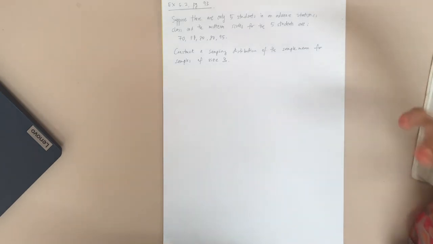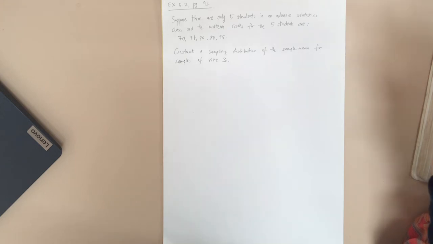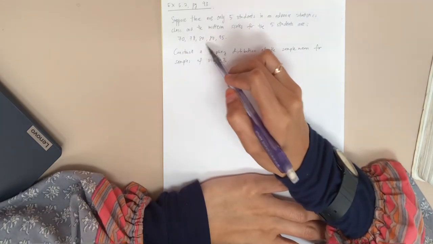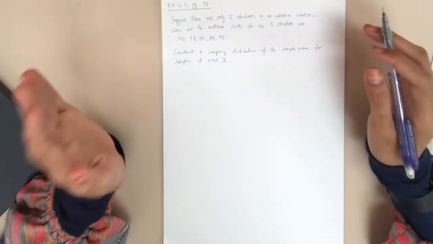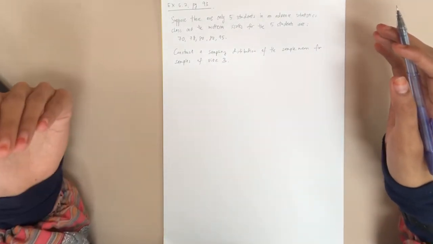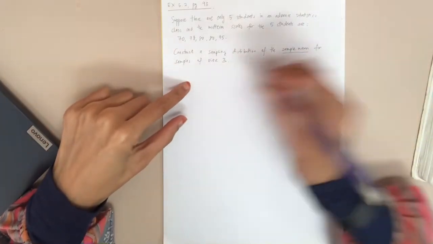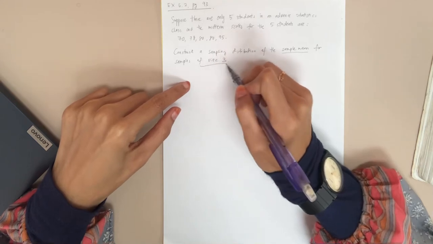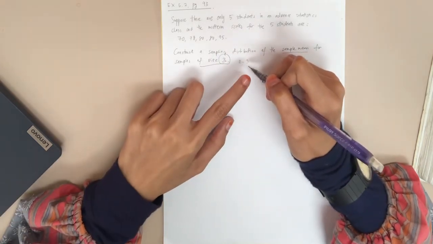The question is: suppose there are only 5 students in an advanced statistics class and the midterm scores for the 5 students are 70, 78, 80, 80, 95. They have only 5 students in the class. The question asks you to construct a sampling distribution of the sample mean for samples of size 3. So your small n here is 3.